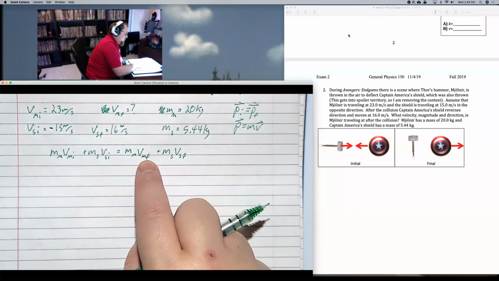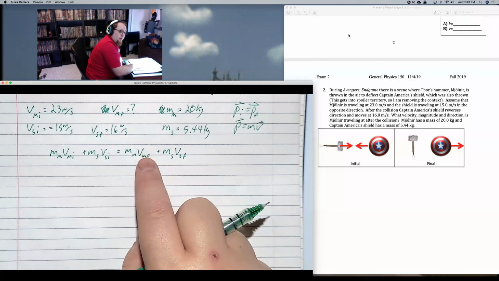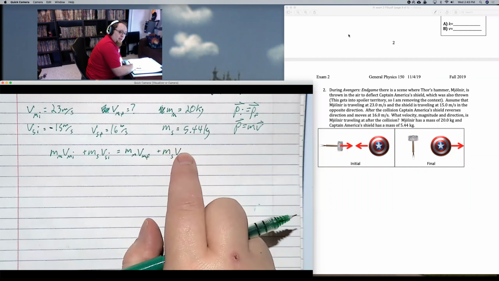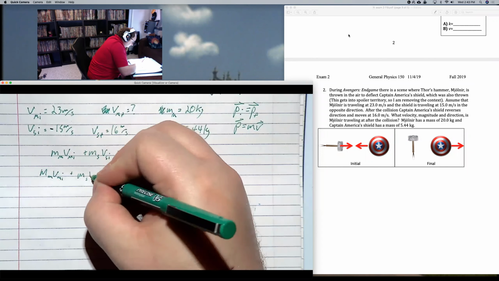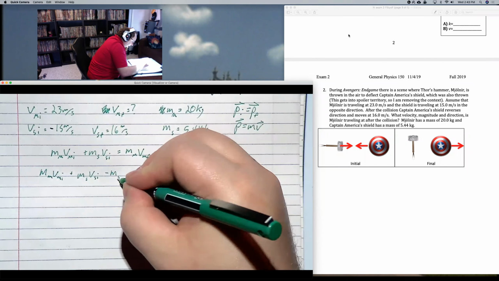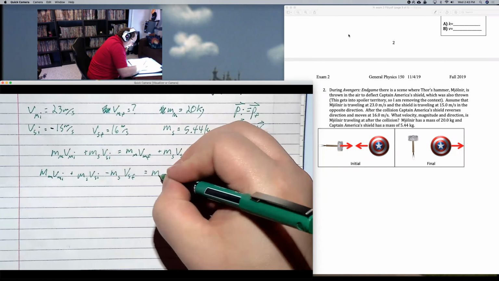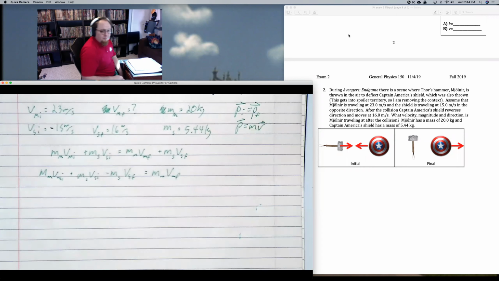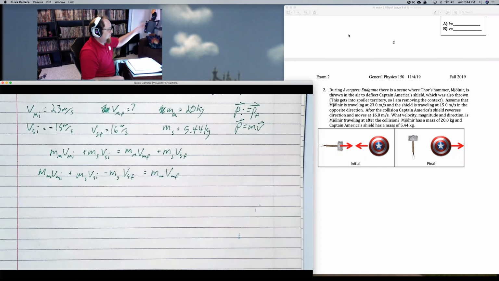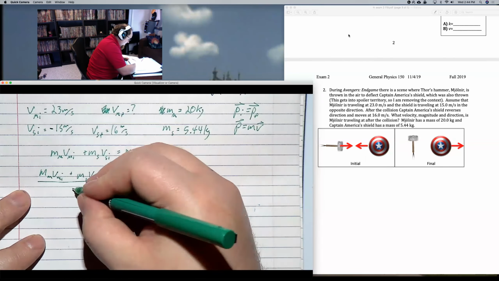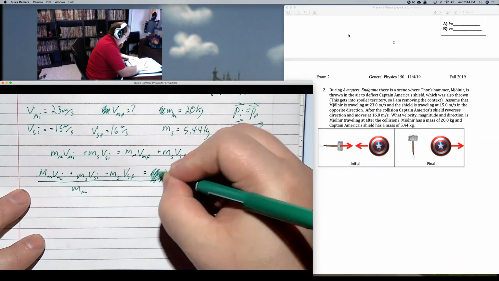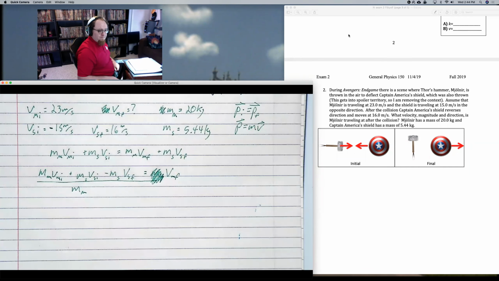Now in this one, I want the velocity of Mjolnir final, so I'm going to solve for this one. What I'll do is subtract this from both sides: m_M v_Mi plus m_S v_Si minus m_S v_Sf equals m_M v_Mf. Now I can divide both sides by the mass of Mjolnir. Me being lazy. And plug in.